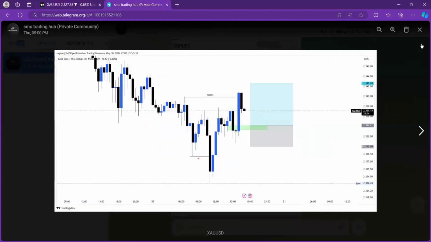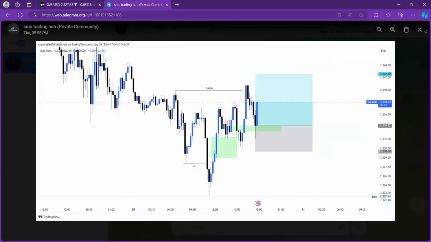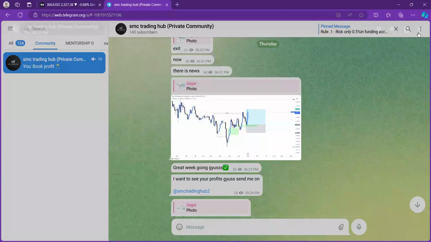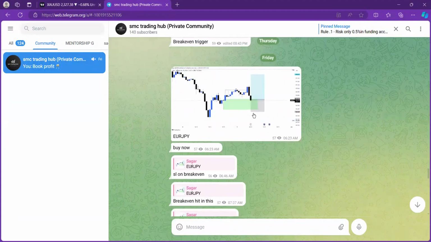And same trade as you can see here. We just booked a partial, and there was news, so I said exit now. Here we exit. So that's the trade of XAUUSD. It also hit the TP. Okay, now we talk about another trade. There's a Euro JPY trade.